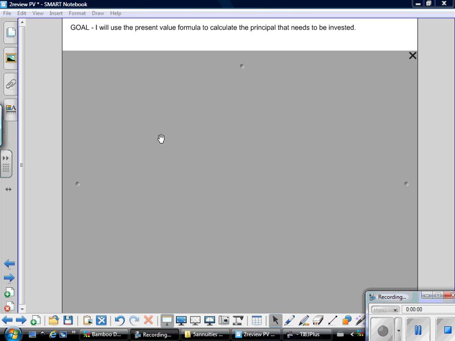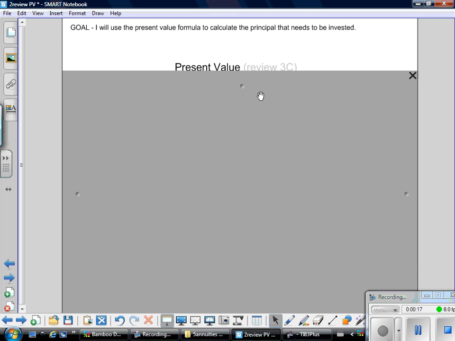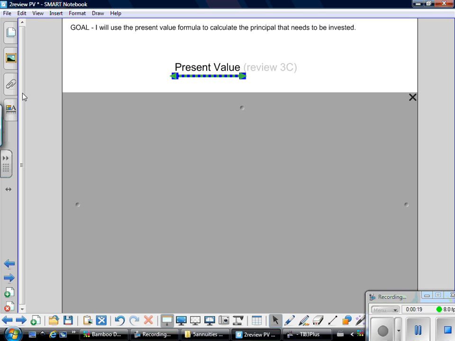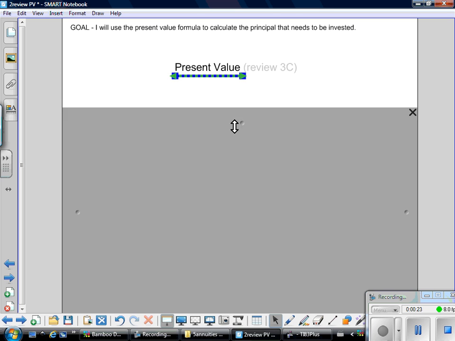Okay, today what we're going to be looking at again is a formula that you studied in grade 11. So even though it's kind of a review, I put up a goal here for us. I will use the present value formula to calculate the principal that needs to be invested. As I said, this is a review of 3C and you studied the present value in grade 11.